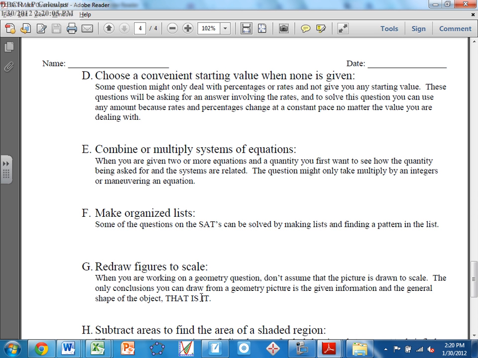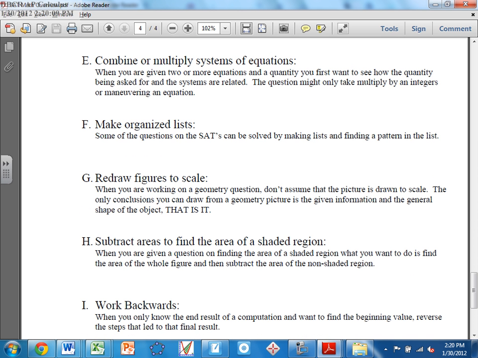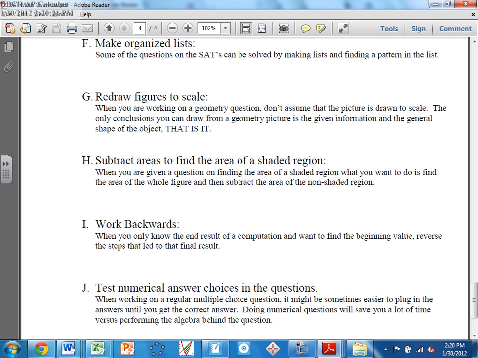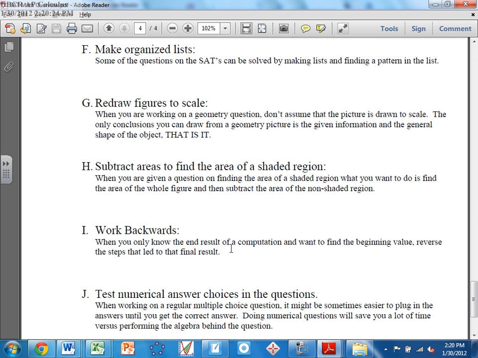Okay, use logical thought processes. Combine or multiply systems, so we're looking at systems of linear equations. This is with substitution method and with elimination method. Whenever you have two equations, think about possibly combining them to solve. Make yourself some lists. It's a possibility that a lot of these have patterns, they have sequences. A list will help. If you have a figure that is not drawn to scale and you're able to draw it to scale, there's a good chance that might help you. Again, if a figure is not drawn to scale, it will say figure not drawn to scale.